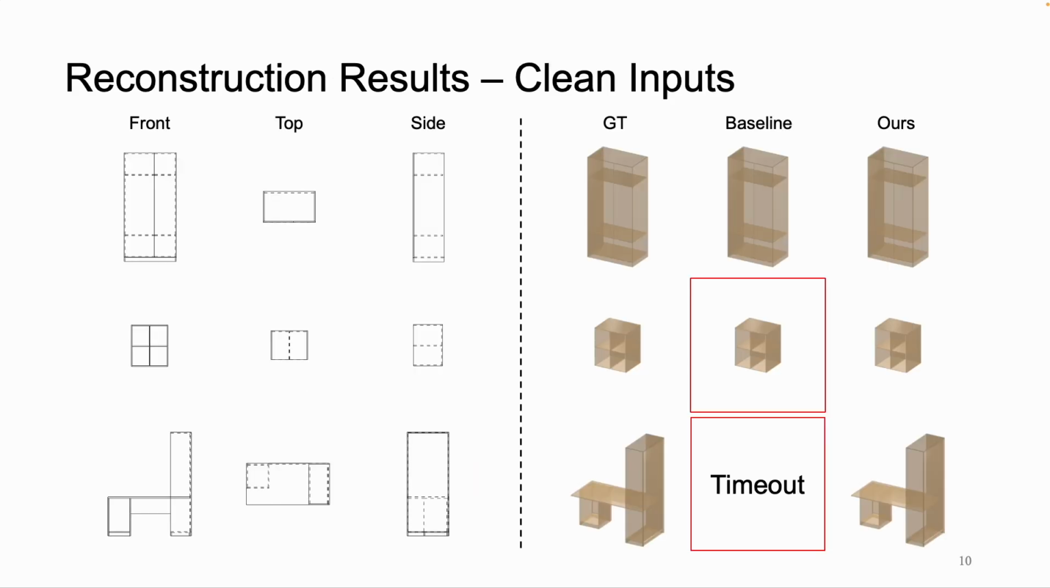These figures visualize some 3D reconstruction results from clean inputs of the two methods. Our approach correctly reconstructs all 3 objects, whereas the traditional pipeline fails on the last 2 objects. Specifically, for the second object, the traditional pipeline produced multiple solutions, and an incorrect one is selected as the final output. And for the third object, the traditional pipeline fails to produce any result within 5 minutes.